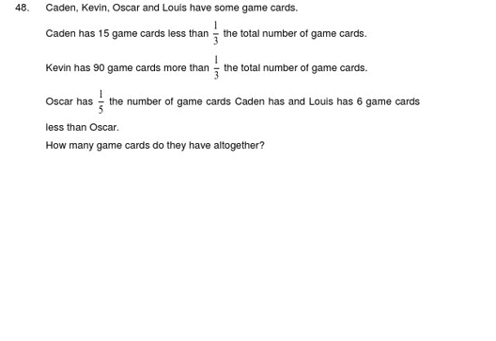We can draw a model for this. So I'm going to draw, starting with Caden. First of all, Caden has 15 game cards less than 1/3. I need to know where this 1/3 total number of game cards is. So let's mark out a point. Let's say this point is 1/3.